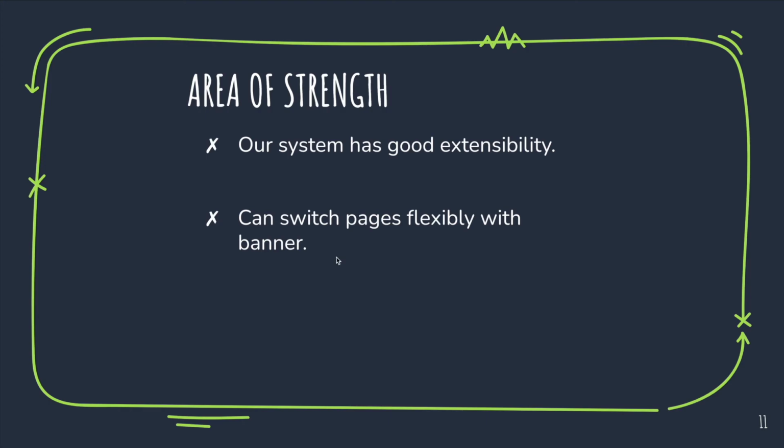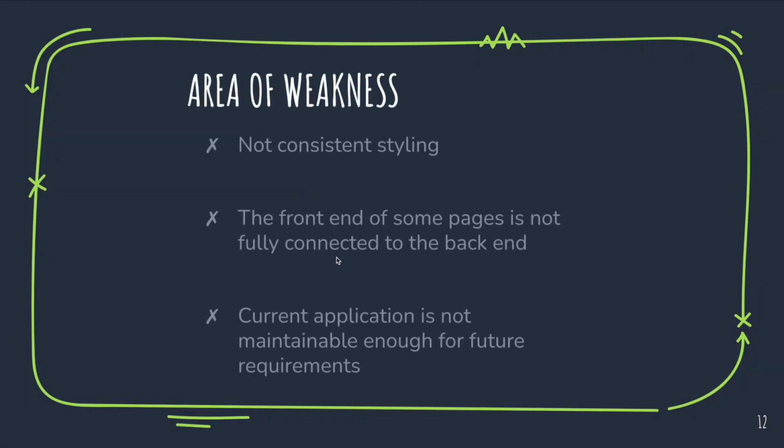About our system weaknesses, first, our system's style is not consistent. This is not only for the color of the font in the web pages, but also the size of the title and the button. Consistency can enable users to carry out tasks more quickly and efficiently, and it can also improve the usability and learnability of our website.